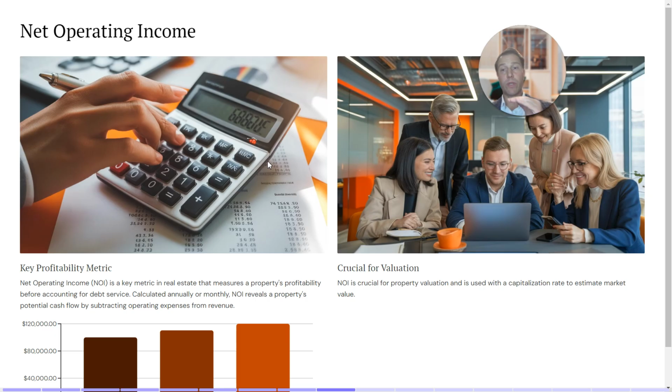So as we see, with your expenses and your income, it's important to make those assumptions using as much market data as you can to be as accurate as possible.